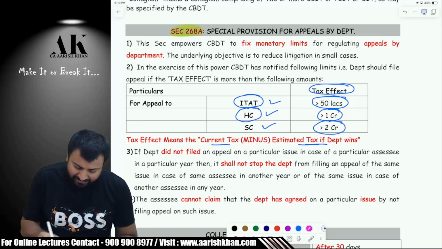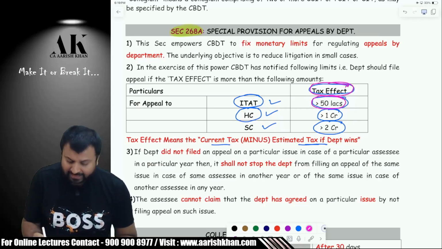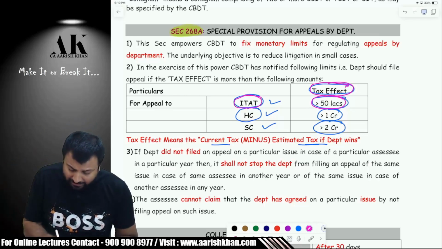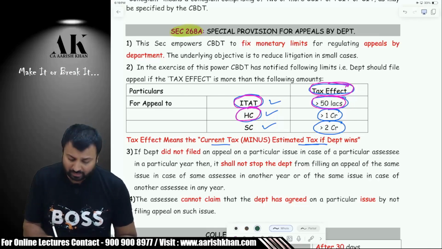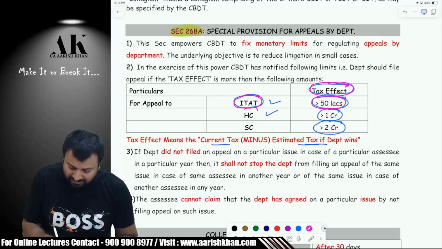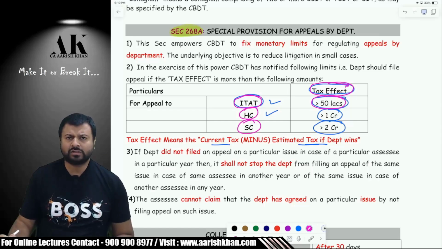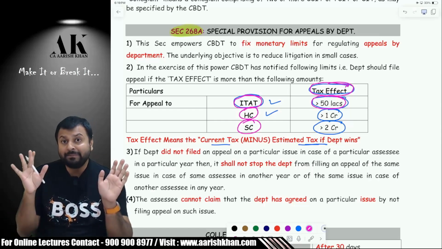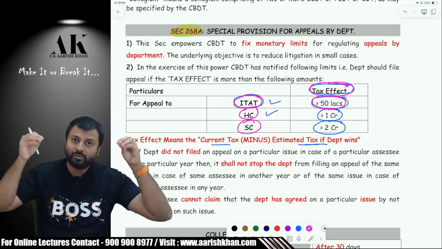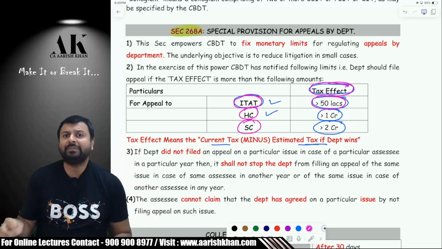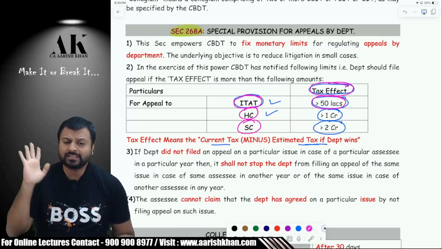If the tax effect is greater than 50 lakhs, then the department will appeal to ITAT. If it is greater than 1 crore, then the department will appeal to High Court. If it is greater than 2 crore, then the department will appeal to Supreme Court. Sir, what if it is less than 50 lakhs, less than 1 crore, less than 2 crore? The department may appeal. It is not mandatory that the department will appeal only if it exceeds 50 lakhs, 1 crore, 2 crore. These are recommendatory limits for the department and are for internal circulation of the department.